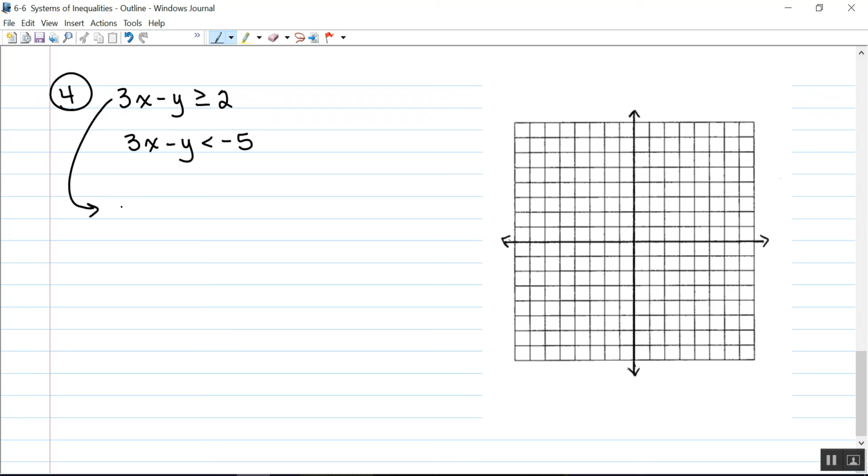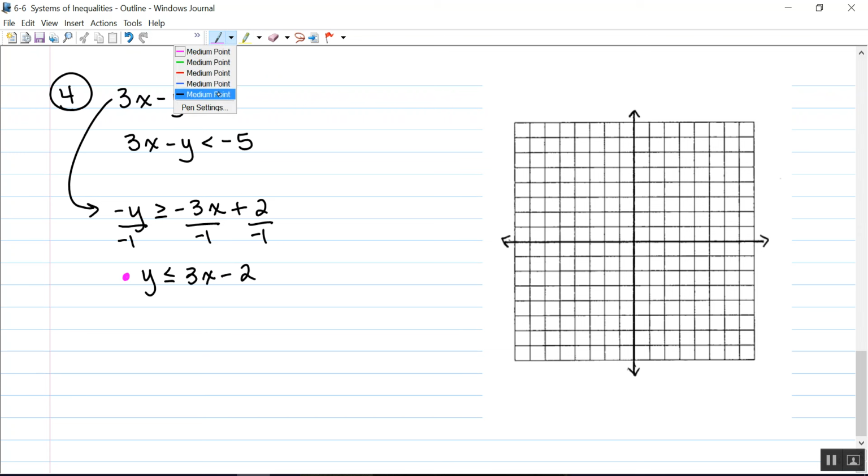So for the first one, I'll subtract 3x from both sides. That gives me negative y is greater than or equal to negative 3x plus 2. And I need to divide both sides by negative 1 so that I get a positive y. And recall when we divide an inequality by a negative number, I flip the inequality sign. So my greater than or equal to has become a less than or equal to, and that's y is less than or equal to 3x minus 2. Okay, I'll make that my pink one.